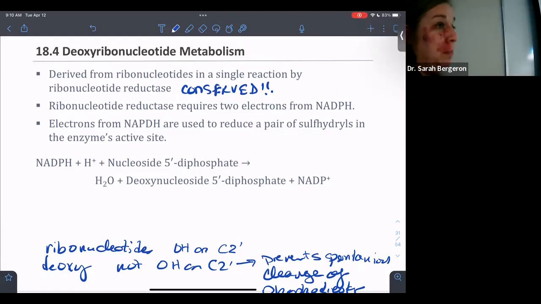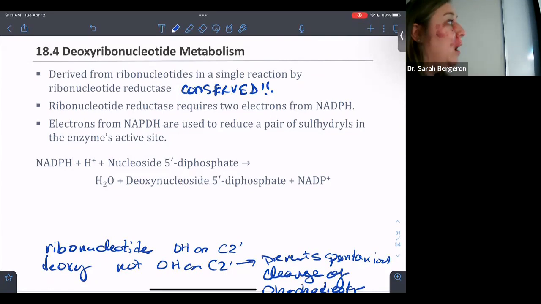So what does it need? If it's a reductase, it is going to require some kind of reducing agent, right? Like NADPH, something that has hydrogens that are willing to give them up so that it can get those electrons that it needs. The electrons that it gets from NADPH are used to reduce a pair of sulfhydryls in the enzyme's active site. We're going to look at the active site and the catalytic mechanism. It's really one of the most unique catalytic mechanisms we have looked at across Biochem 1 and Biochem 2. It's really cool.